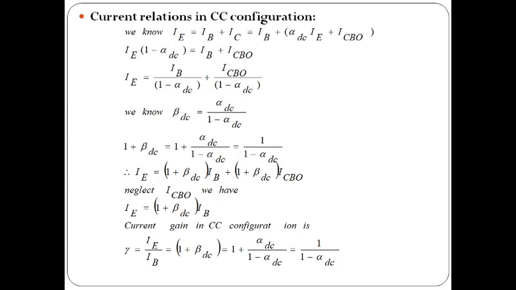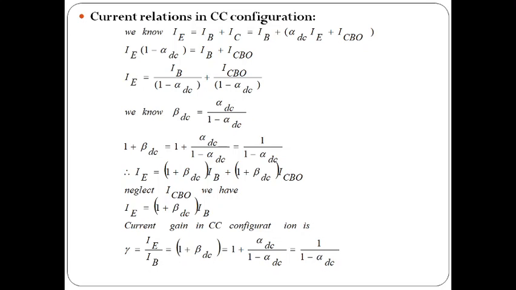So by substituting these values, now we can get 1 plus beta DC equals 1 by (1 minus alpha DC). So 1 plus beta can be written as 1 by (1 minus alpha). So IE equals (1 plus beta DC) into IB plus (1 plus beta DC) into ICBO.